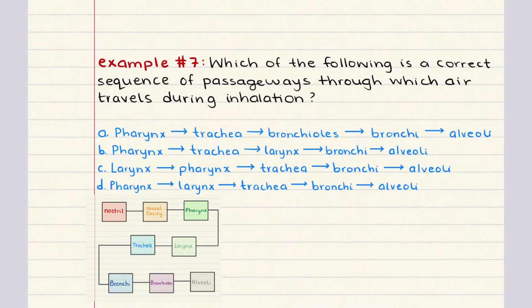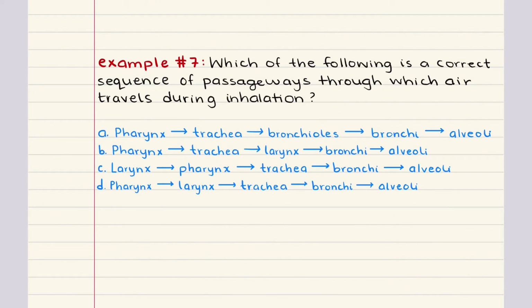The trachea then divides into the bronchi, which divide off into the lungs. Within the lungs, the bronchi further divide into smaller bronchioles, and finally, air reaches the alveoli, which are the thin-walled sacs where gas exchange occurs. So with that path, we can correctly identify that the correct answer for problem 7 is D.